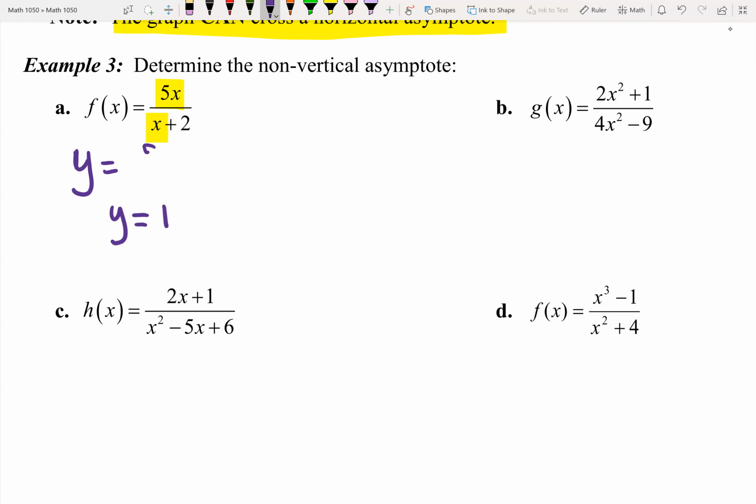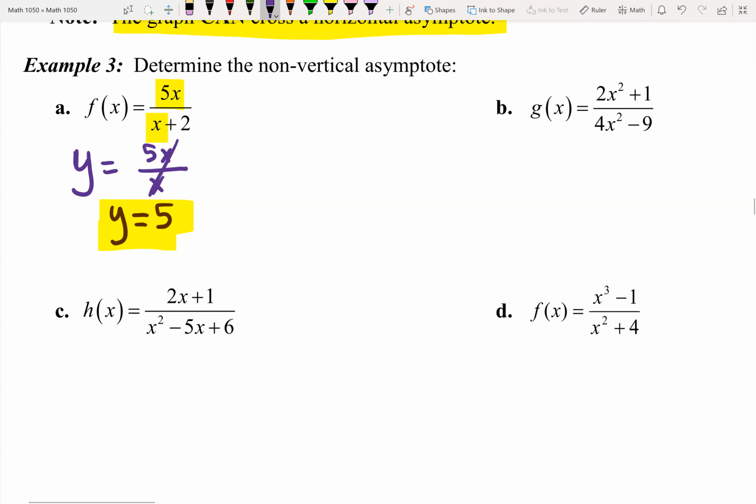Yeah, the biggest exponent on the top is a 5x. It's 1, so you have to pull the whole term, so it's 5x. Biggest on the bottom is an x. Well, then those x's cancel out, and that does not give me y equals 1, guys. It gives me y equals what? Y equals 5. Good. Now that's your answer.